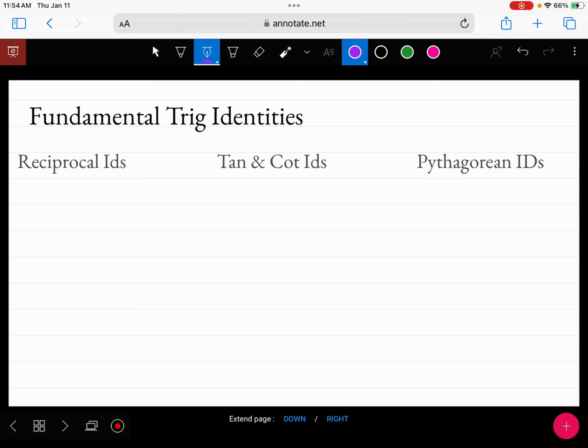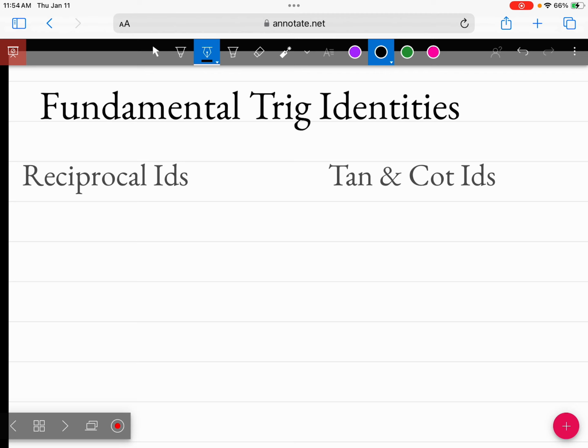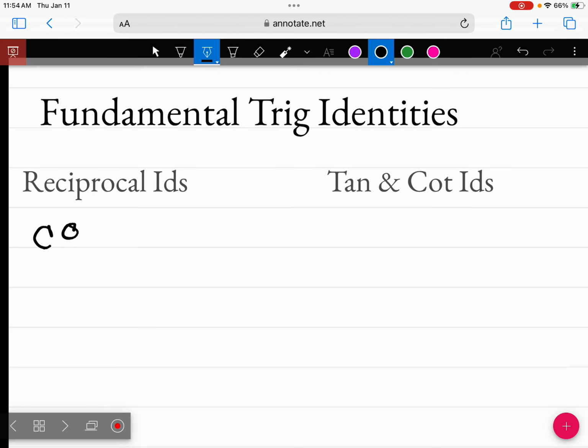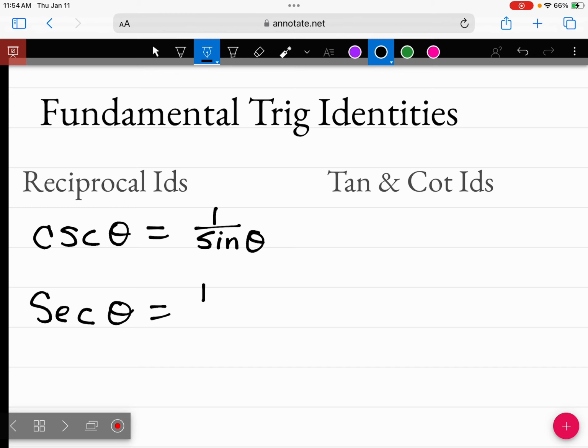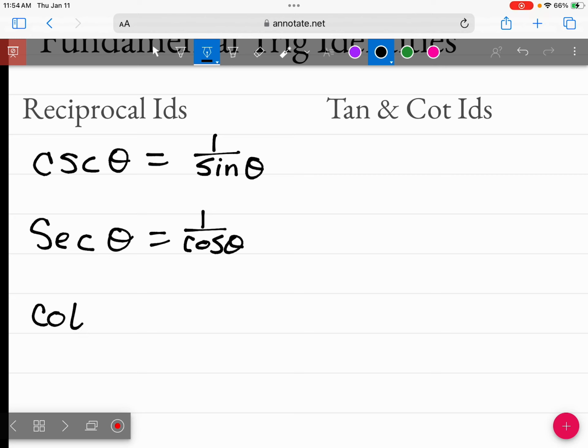Okay, so we're going to go through some fundamental trig identities, and these are things you're going to need to know inside and out. The reciprocal identities we've already talked about once: cosecant of theta is the reciprocal of sine theta, secant of theta is the reciprocal of cosine, and cotangent of theta is the reciprocal of tangent.